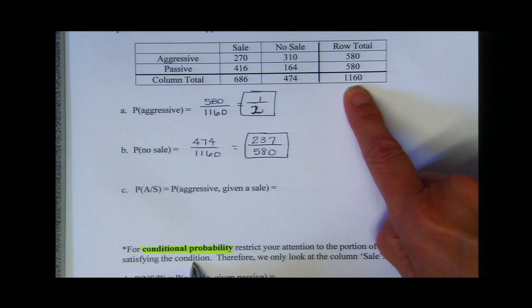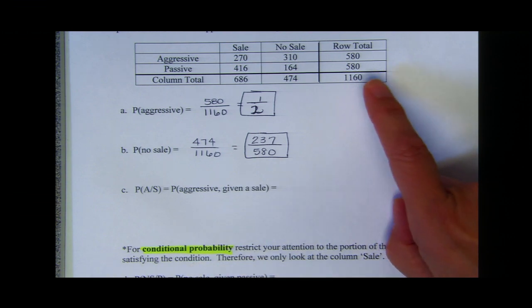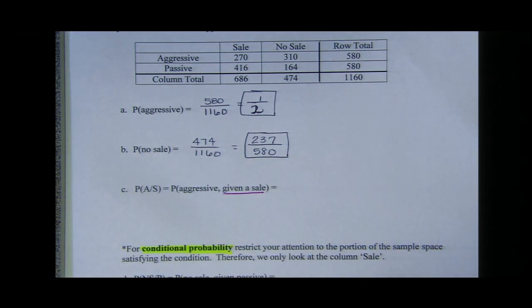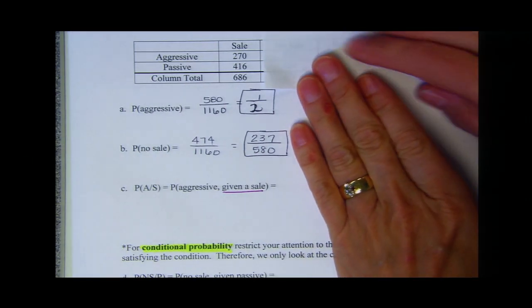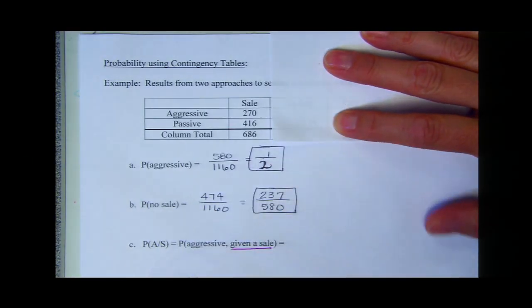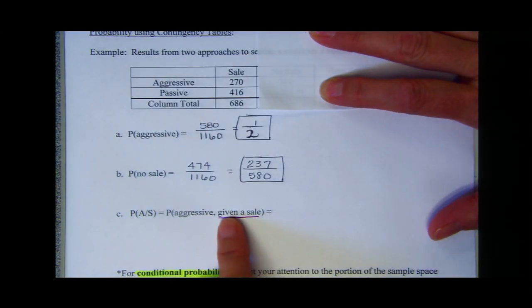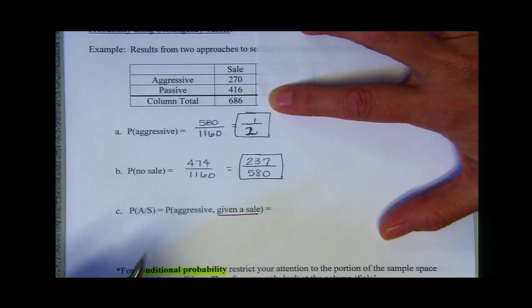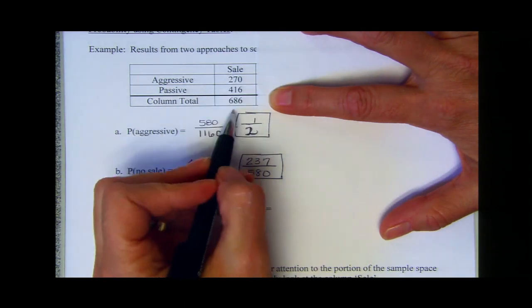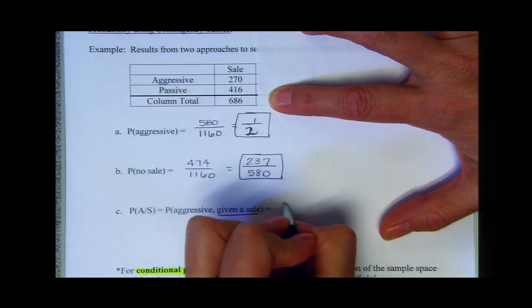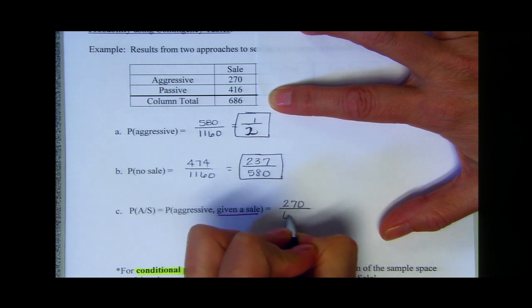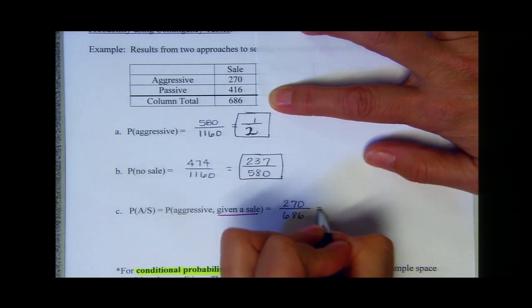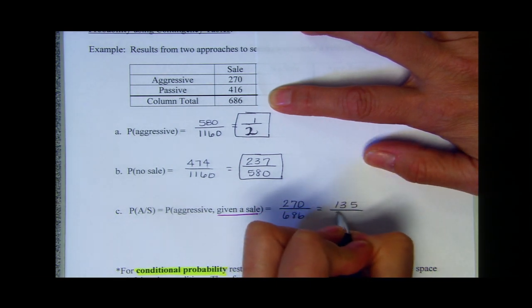We're not interested in all 1,160 of them. So the second part, your condition, is what you restrict, what you look at. So we're not interested in all 1,160. We're only interested in those in which a sale was made. So the probability that they were approached aggressively given a sale would be 270 of the 686 of them that bought a car. And that reduces to 135 over 343.